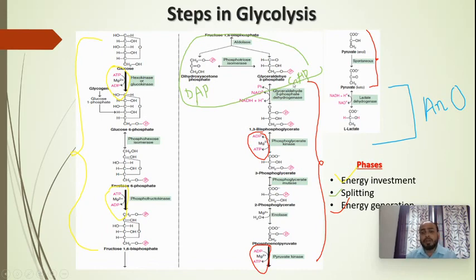Okay, so this is all about the splitting phase. So we have completed the energy investment phase, and we have now completed the splitting phase. Let's see how energy generation occurs in glycolysis. These are the very important few steps. Okay, let's see one by one.